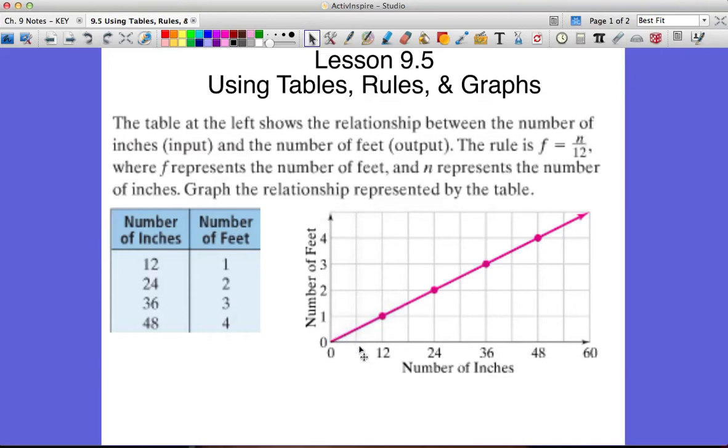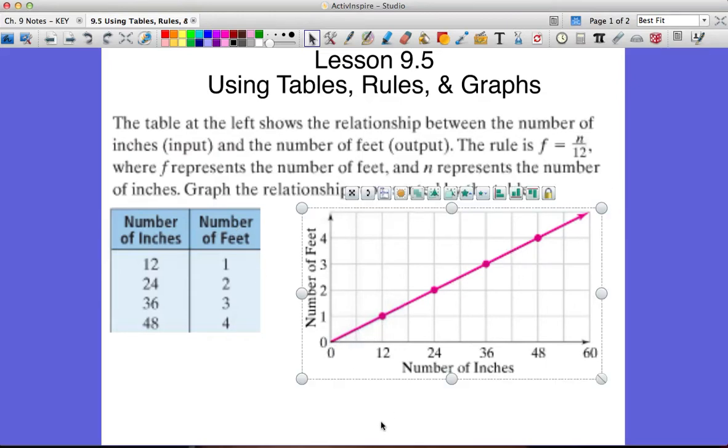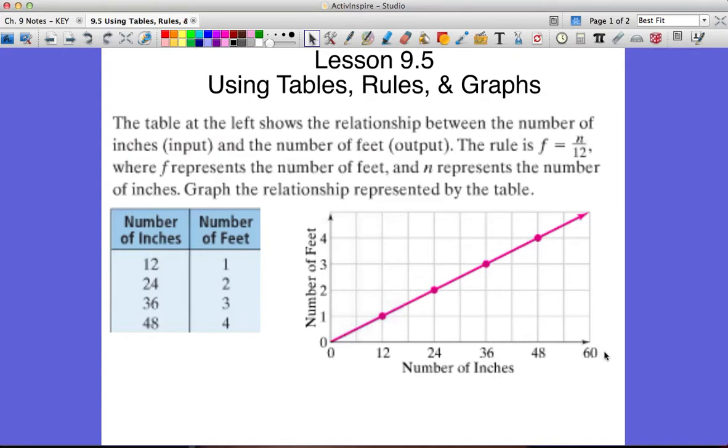So it's really important to make sure that we're putting these lines on here and making sure everything is nice, neat, straight, and that our intervals are all equal. Otherwise, when you're using the graph to make predictions, your predictions could be very, very far off.